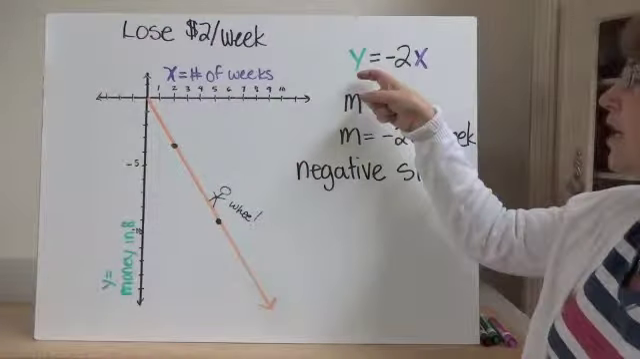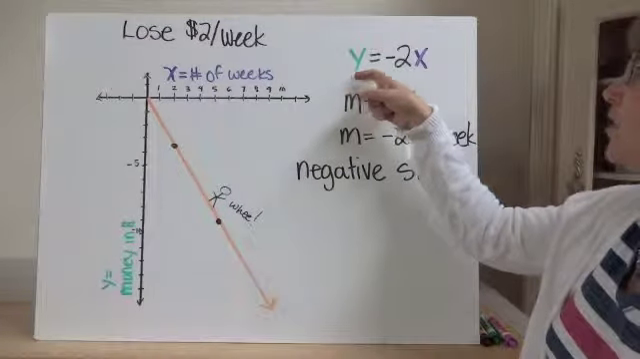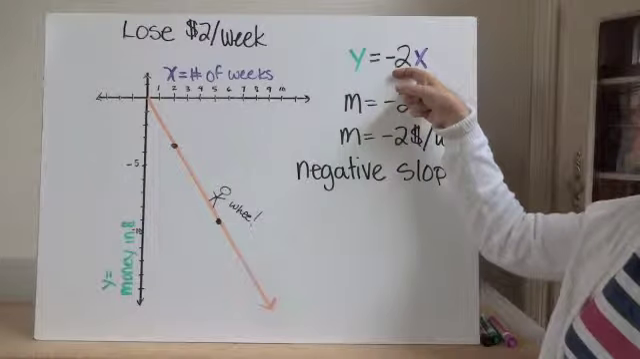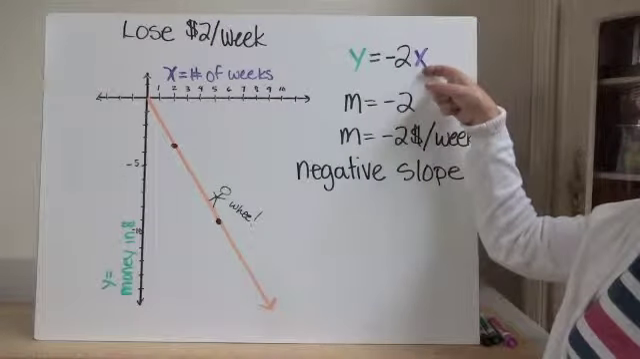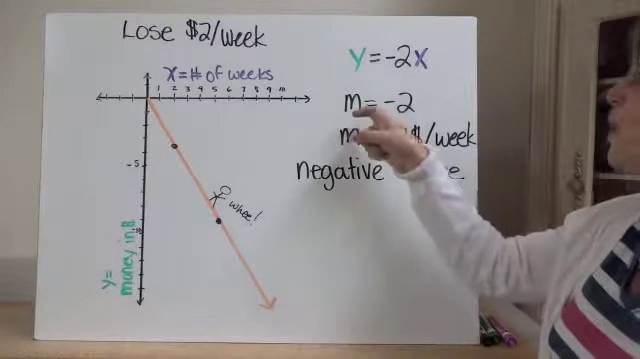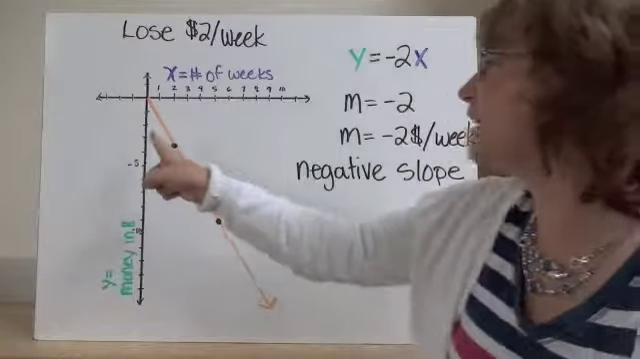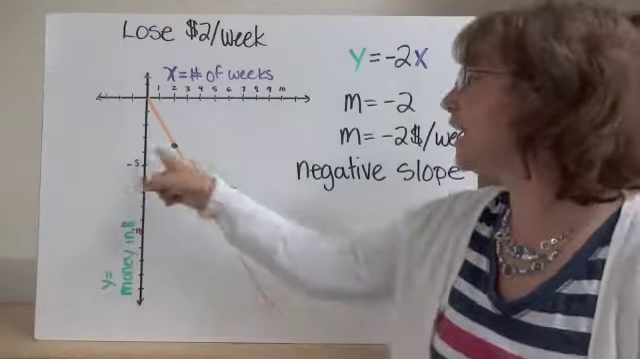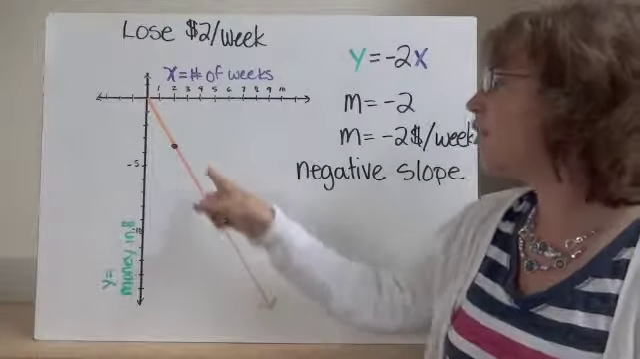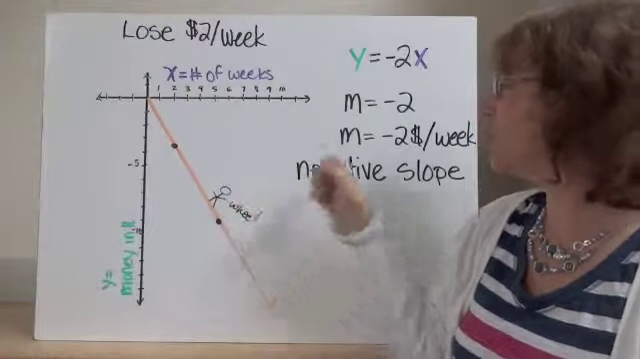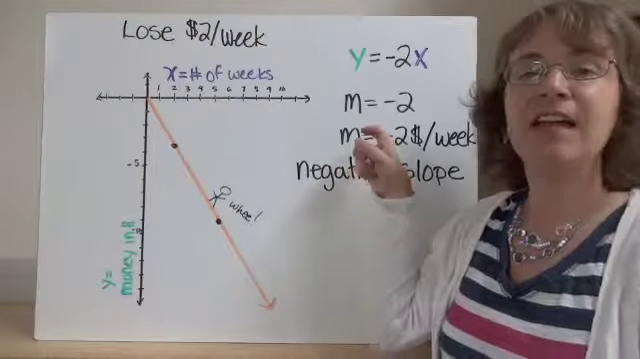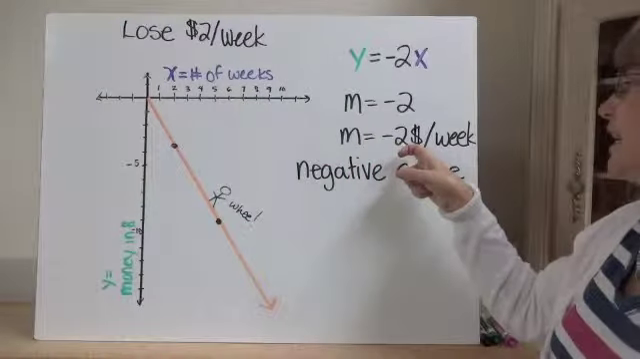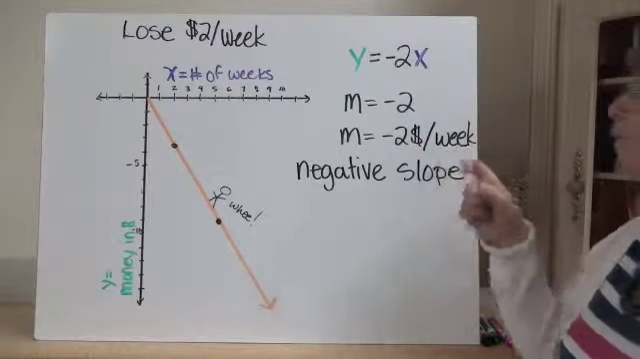So if we look at our equation, the amount of money in dollars is equal to -2, because we're losing money, times the number of weeks. So our slope in this case is -2. As I go from left to right, I am falling down here. I'm going negative. I'm walking downhill from left to right. So my slope is negative. And my slope in the form of a rate is -$2 per week.